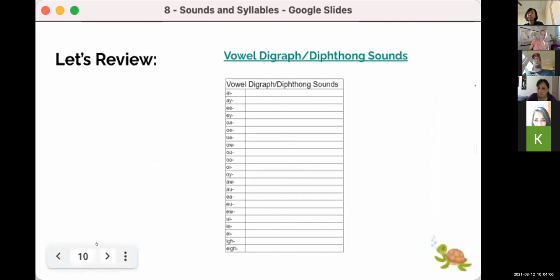All right. Does anybody have this paper, have it printed, or have a page in their notebook that looks something like this? Yes, I printed it out. Okay. Me too. Okay, great.